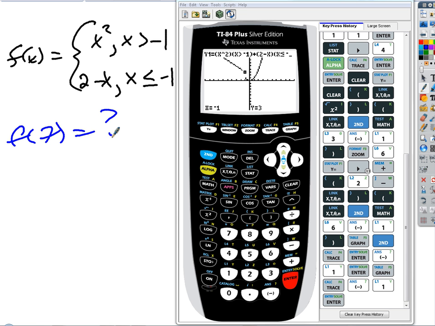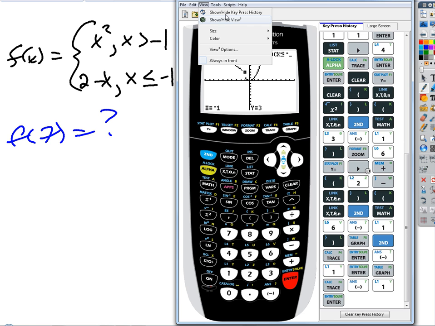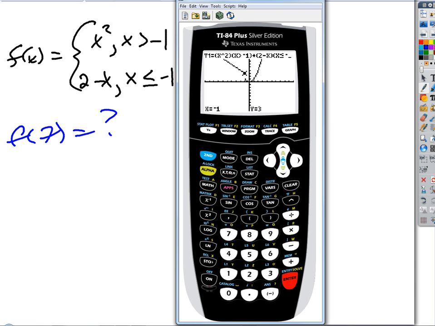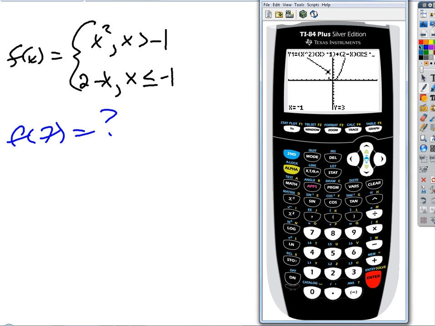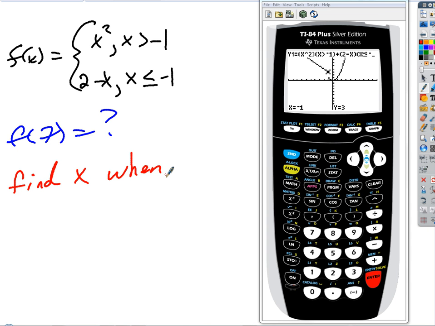What if I ask you one like this? What if I want to say, find x when f of x equals 8? How do I do that? Now that would amount to setting the left side of the equation equal to 8 and solving the equation, right?